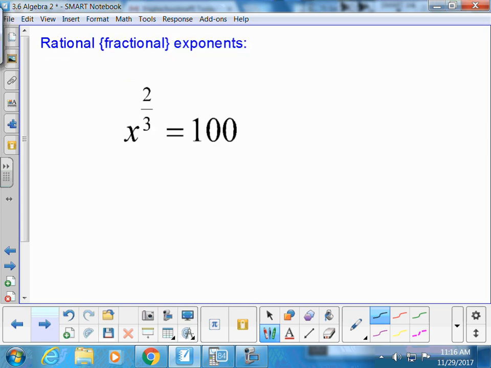Our next one's a little bit different. This time we have an exponent that is a fraction. The best way to cancel out a fractional exponent is to raise both sides to the reciprocal exponent. So go ahead and write it down, and then I'll show you what I mean.